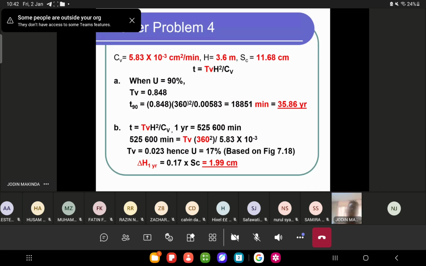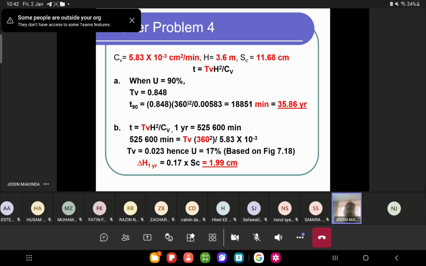Tutup mata pun boleh. If you are given U, you have to find T, meaning that kita ke kanan. Use U90 to find time factor. From the table, dapat 0.848. Use time factor to find T menggunakan equation. So using the equation di atas, dapatlah T90, which is 35.6 at 6 year.